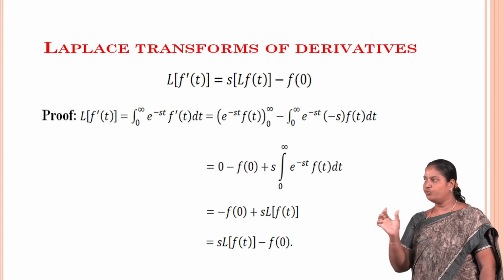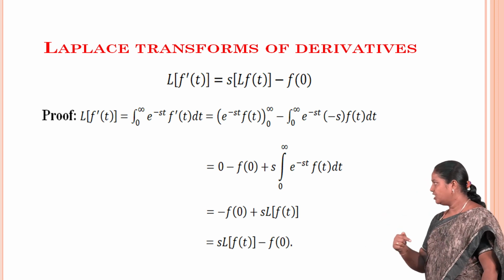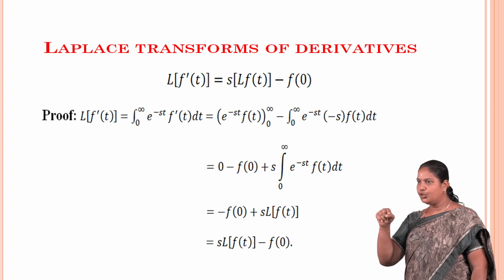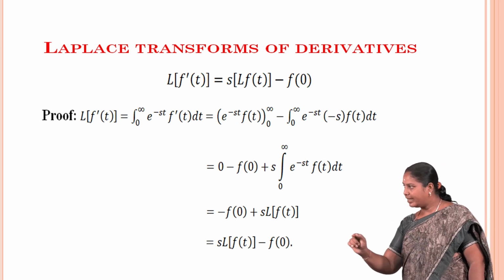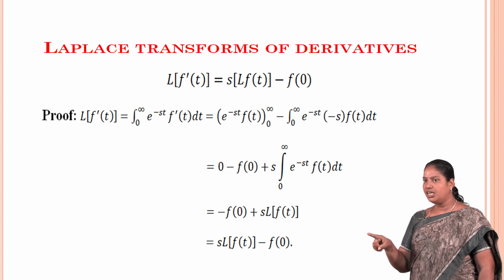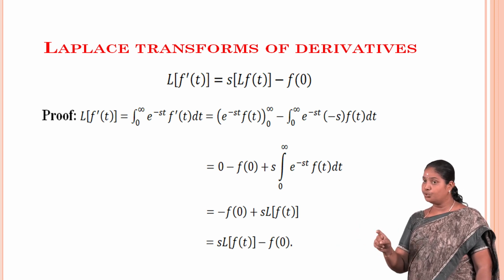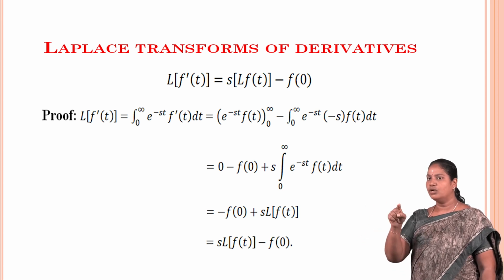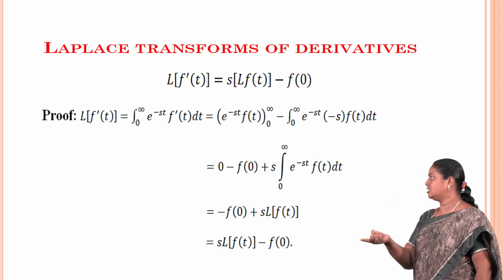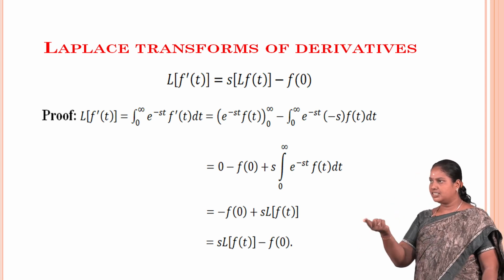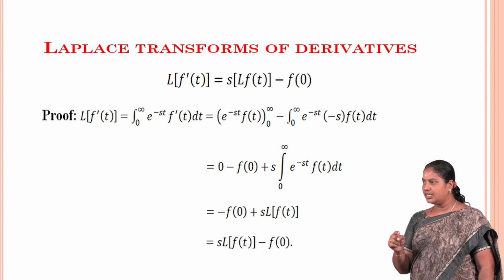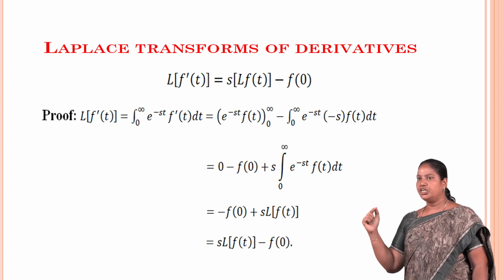So the first term will be uv. So u is e^(-st), v is nothing but f(t). So we have to substitute the limits 0 to infinity. In the formula uv, the first term, the next term will be minus the integral of v du. So what is v? v is nothing but f(t). What is du? du is nothing but the derivative of u. Here u is e^(-st). What is its derivative? The derivative of e^(-st) is e^(-st) into, here the variable is t and the constant is minus s, so it will come outside. So minus s into e^(-st), into f(t) dt.